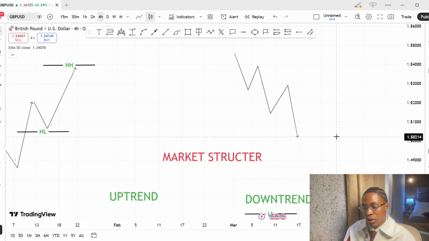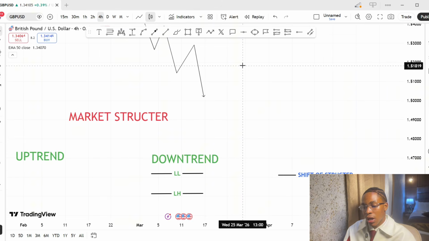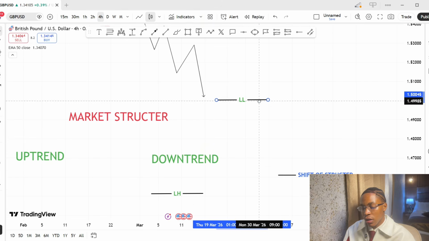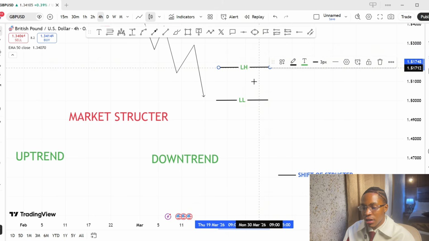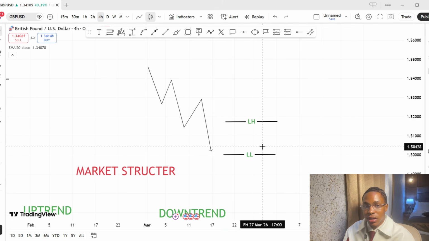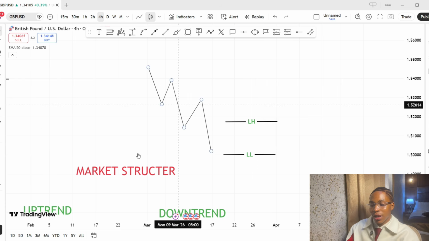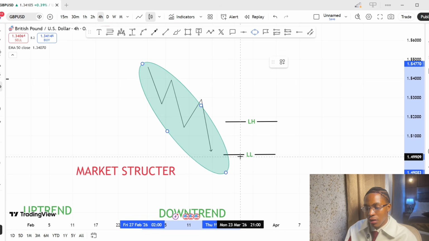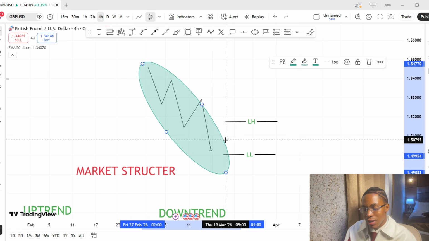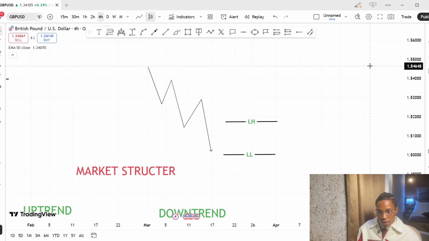Based on the explanation I gave you on the uptrend, I want you to show me where the lower low and the lower high are. LH stands for lower high, LL stands for lower low. Out of this whole move in a downtrend, where we're descending downwards, where is the lowest point? I'll give you guys 5 minutes to answer this question.